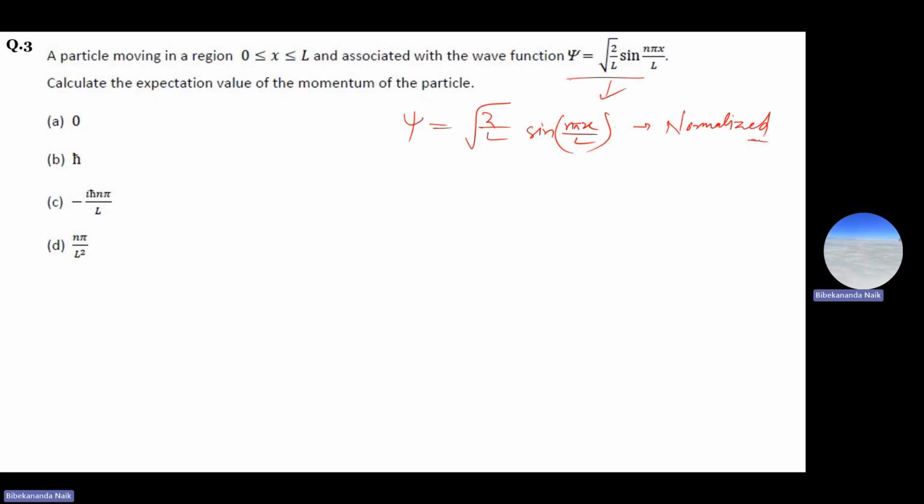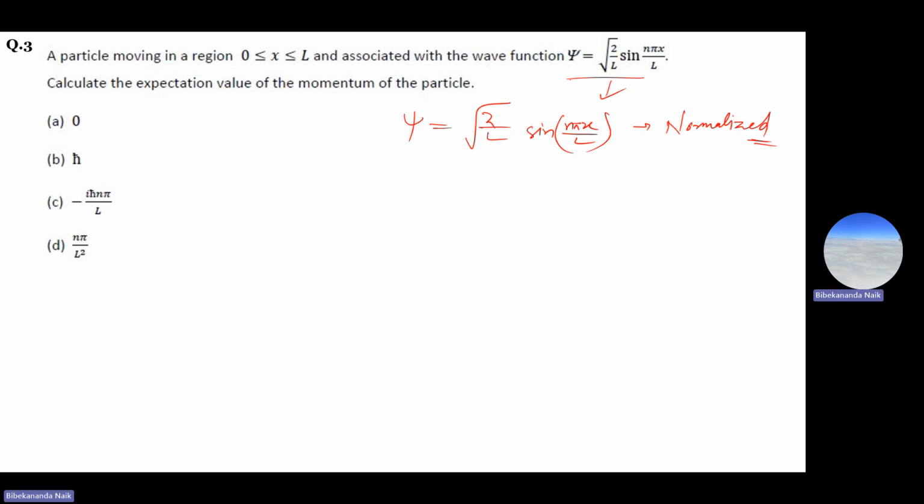You should always remember that whenever a question comes with a wave function, you first need to check whether the wave function is normalized or not. If you don't normalize it, then all the calculations of expectation values and probabilities will be wrong, because you are not considering that the total probability of finding the particle is 1. It would be less than or greater than 1 according to the normalization factor. So first normalize the wave function, and after that you can solve for the expectation value of any quantity.